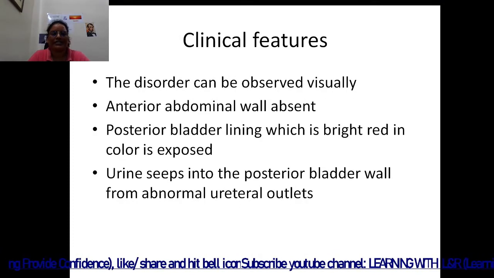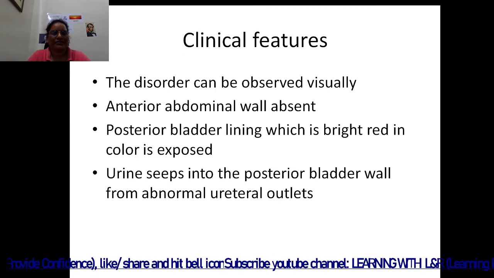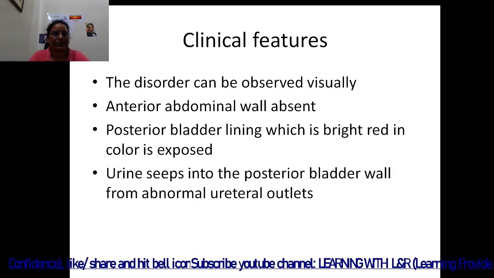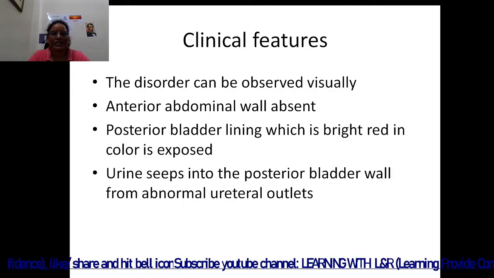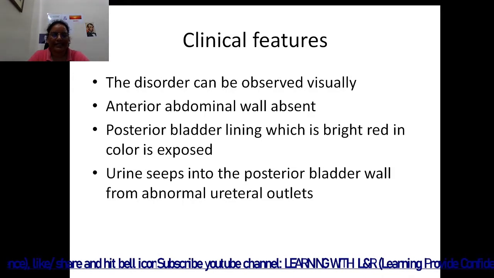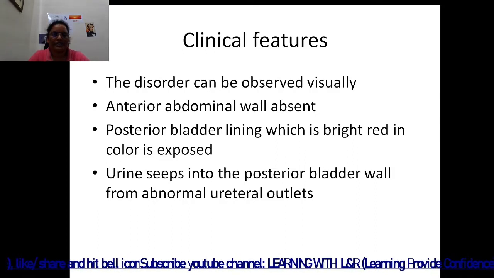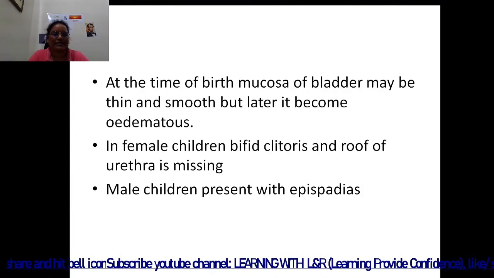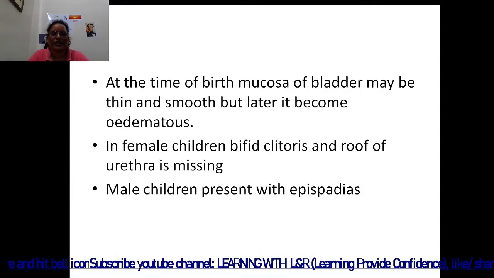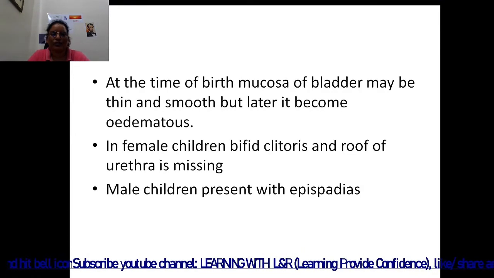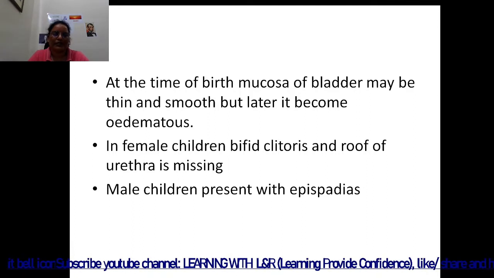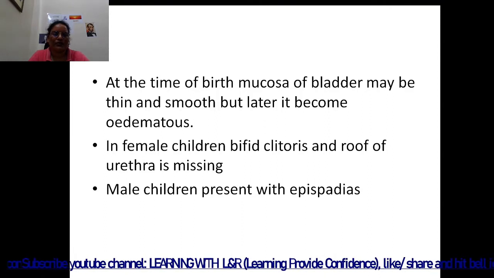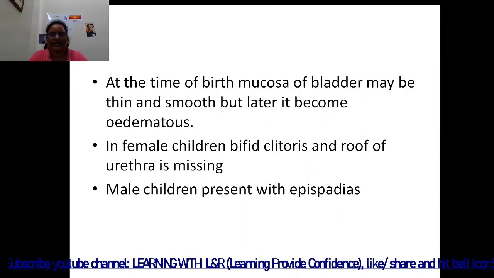After that, clinical features: the disorder can be observed visually because the bladder is outside and the anterior abdominal wall is absent. The posterior bladder lining, which is bright red in color, is exposed, and urine seeps onto the posterior bladder wall from abnormal urethral outlets. At the time of birth, the mucosa of the bladder may be thin and smooth, but later it becomes edematous. In female children, there is a bifid clitoris and the roof of the urethra is missing, as we saw in the image.